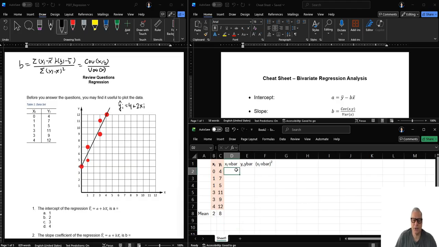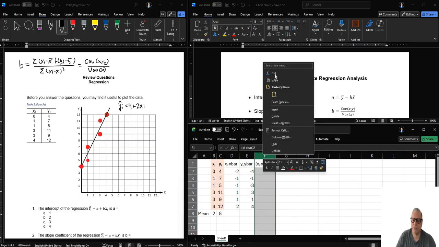Okay, x_i minus x bar is equal to x_i minus the mean, and I press F4 to put the dollar signs around it, and then I can copy down that formula. You can copy down with Control D. Then y_i minus y bar, same thing. We navigate to the first cell of the y_i's, and then we subtract the mean. We put again an F4 around it, and we copy that down.